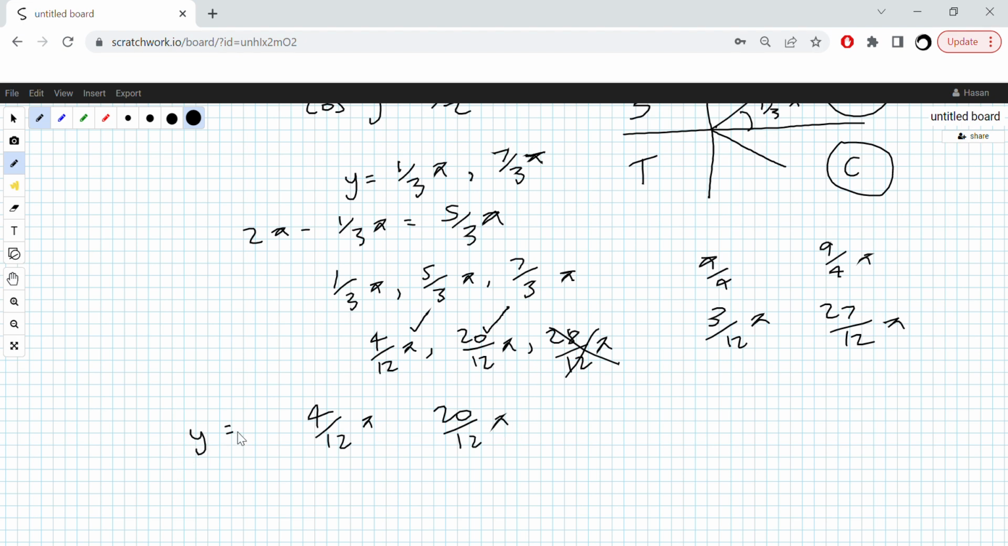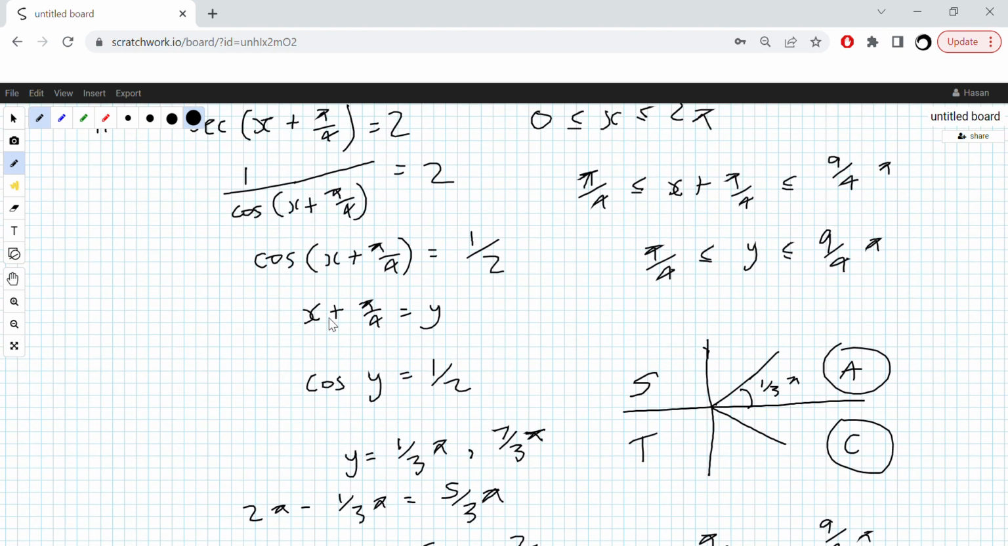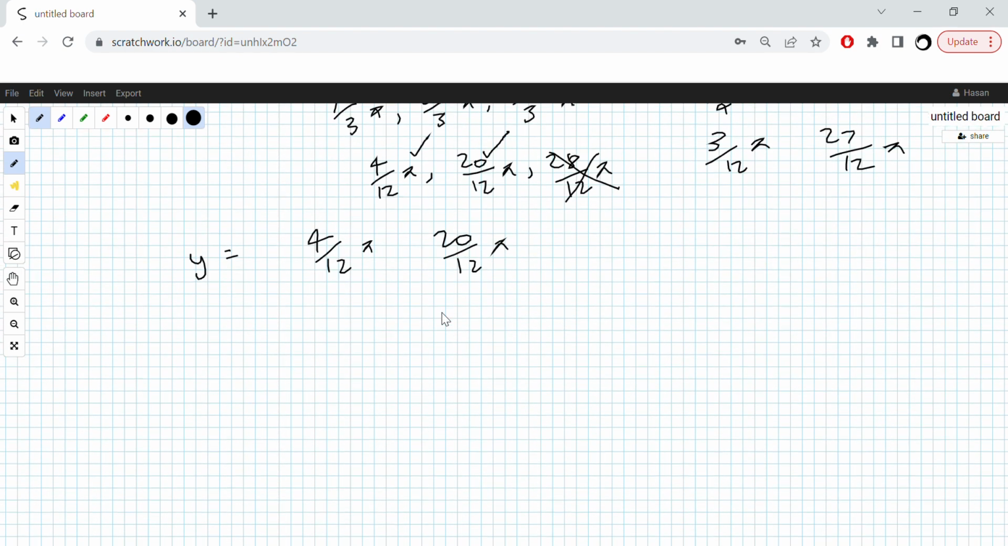y equals to that. But we need to find x, and given we said x + π/4 equals y, we're going to say x equals y minus π/4. Therefore x equals, we're going to subtract π/4 from these. So 4/12 π minus π/4, we have 1/12 π, and we have 17/12 π. And those are our answers.